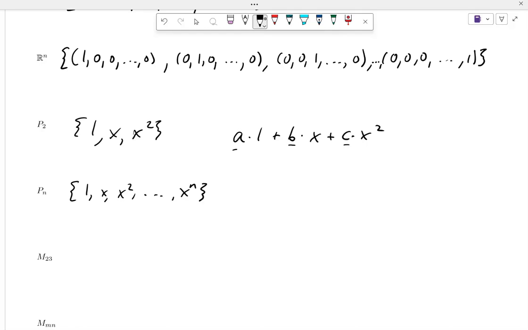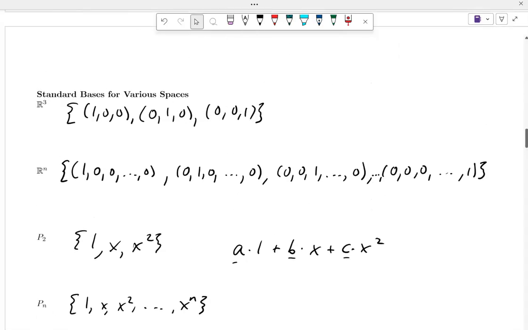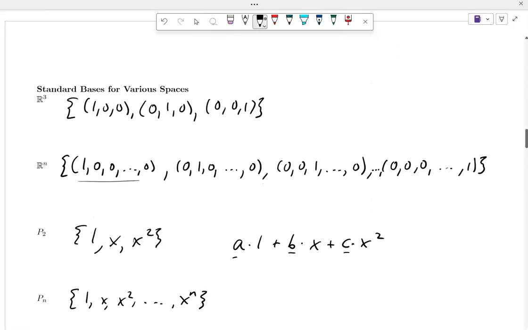That okay? All right. How about M23? What does M23 mean again? Yeah, what size matrices? 2 by 3, right? So how many entries do we need to generate? 6. How many elements do you think we're going to put in our basis? If I need to generate 6 entries, probably 6, right? Think about it up here. How many components did we need to generate in Rn? N of them, so I have n things in my basis.